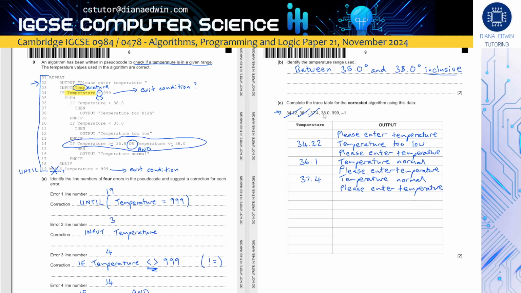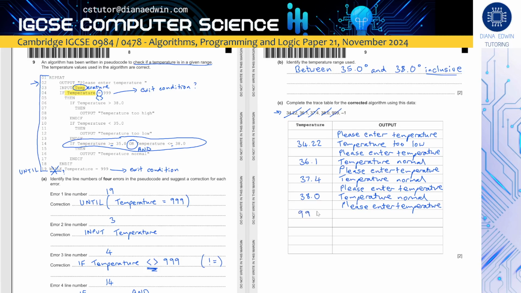What's the next one? 38.0. Okay, this is testing the boundary, isn't it? Is the temperature greater than 38.0? It isn't. It's equal to, isn't it? So I don't get the message temperature too high. I'm going to get the temperature normal message. Okay, round I go again. Please enter temperature. What's the next one? 999.